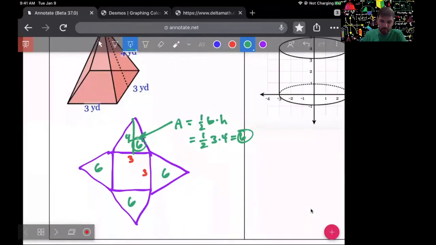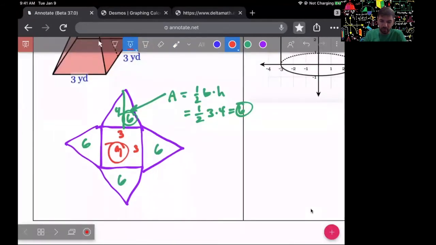And then the inner square right here is 3 times 3, which is 9. So now I just add all of those up. The surface area is equal to 6 added up 4 times for all 4 triangles. 1, 2, 3, 4, and then the square, so plus 9. So this is 24 plus 9, which is going to end up being 33.